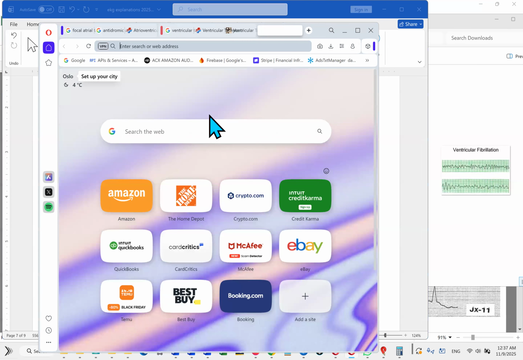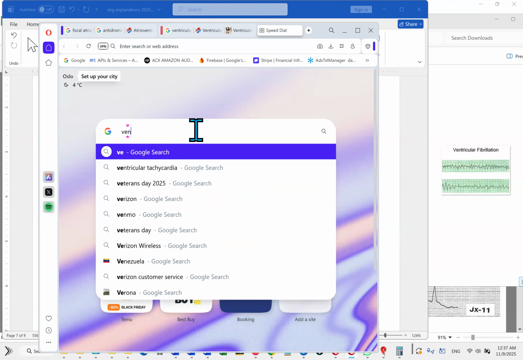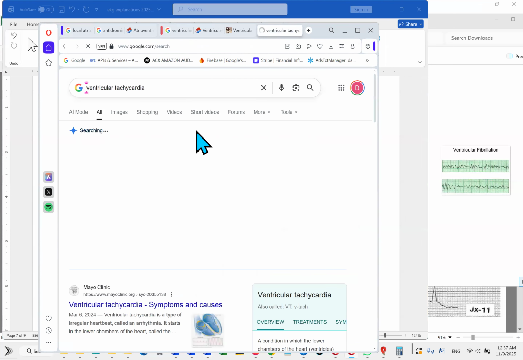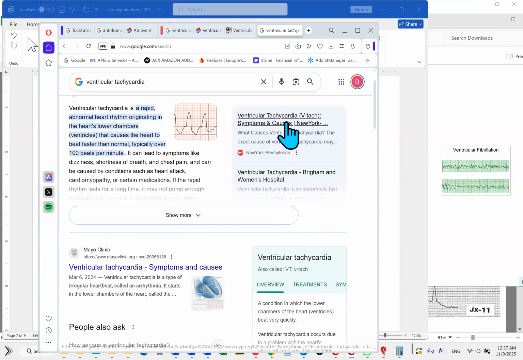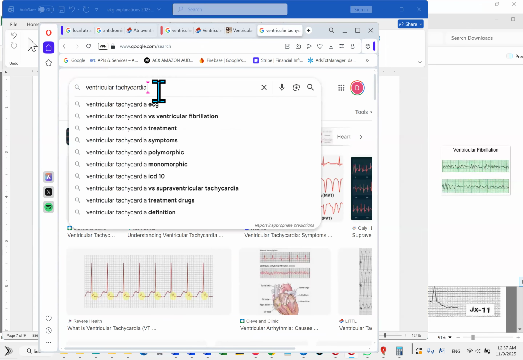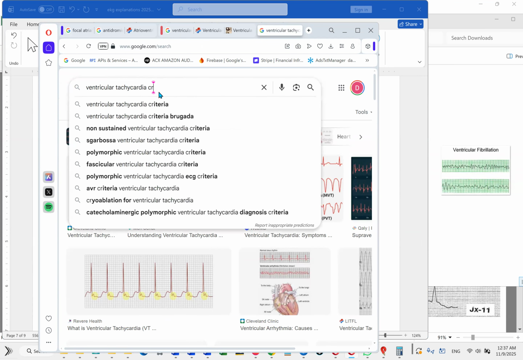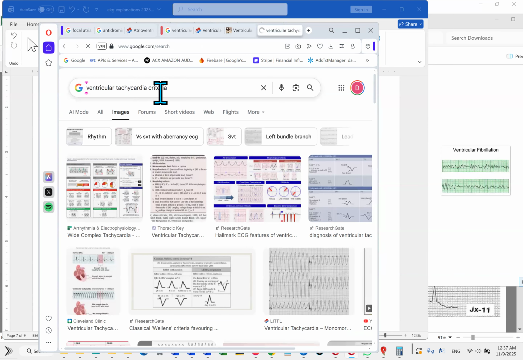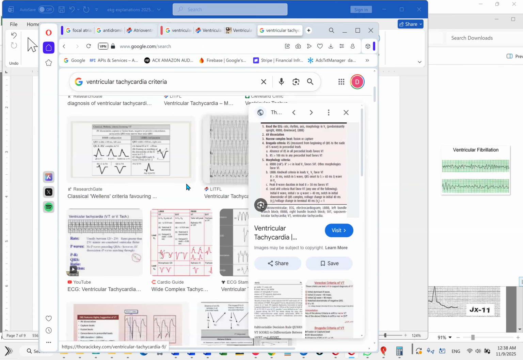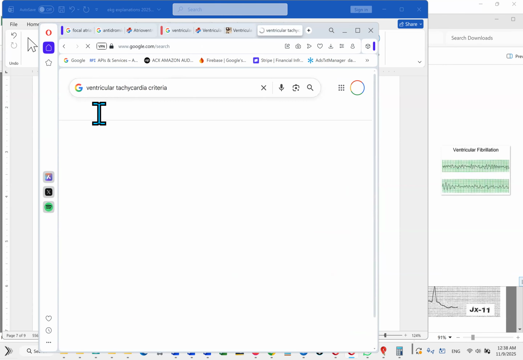Also, if there's any questions from the participants, just let us know. Okay, so other than that, the purpose of this one was simply to clarify these different difficult points. But let's see, criteria of ventricular tachycardia. Okay, let's see. Do you have that criteria handy? Let me check one second.